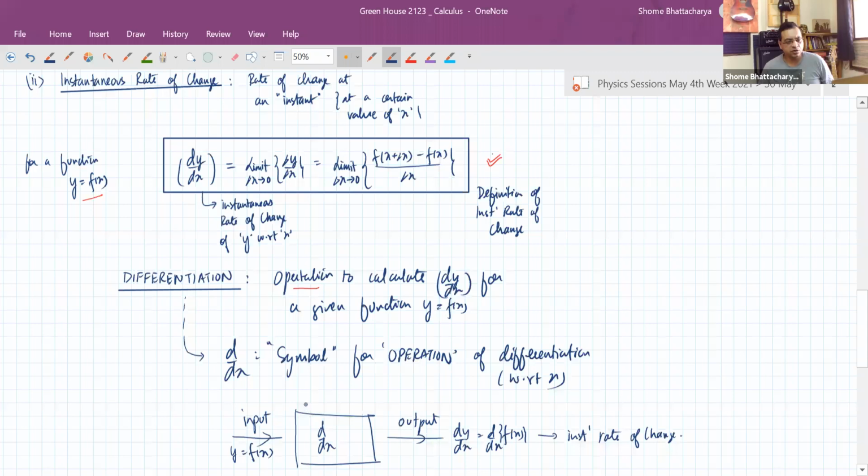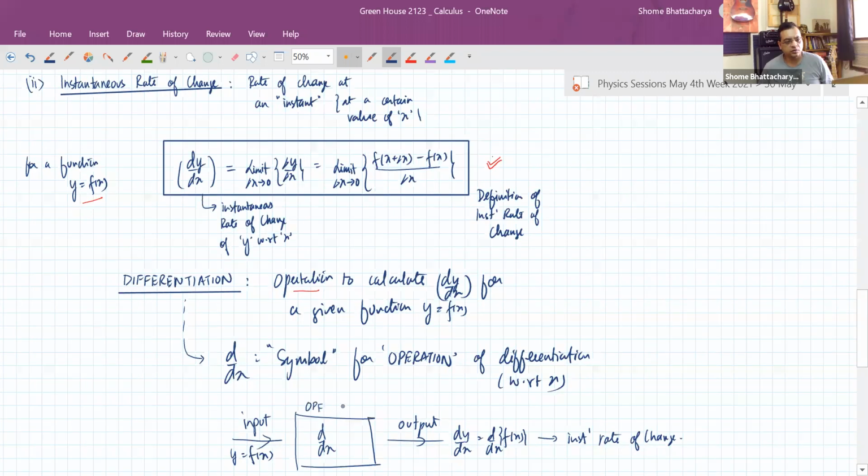Okay, so this is the symbolic representation of the differentiation operator. So when we input some function into the differentiation operator, the output that we get is the instantaneous rate of change.